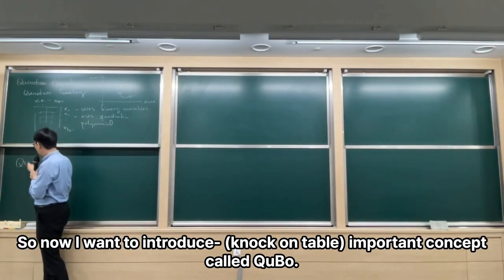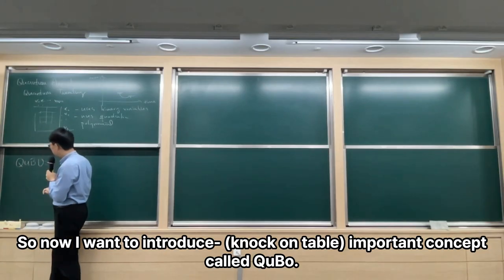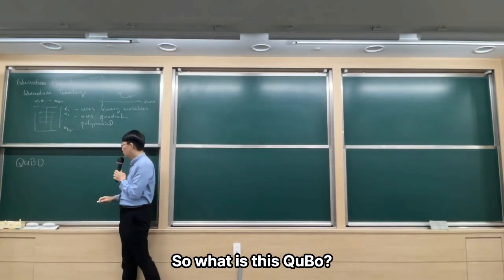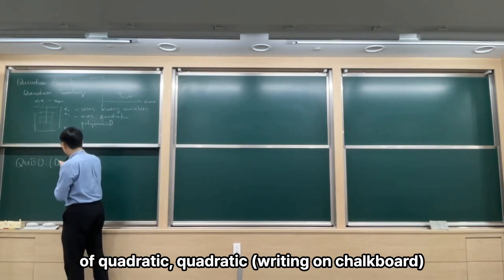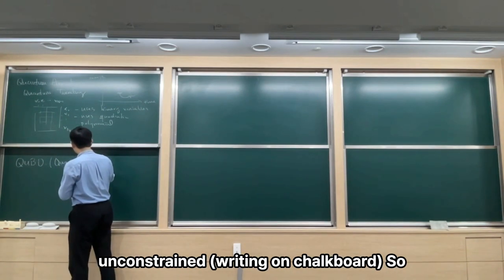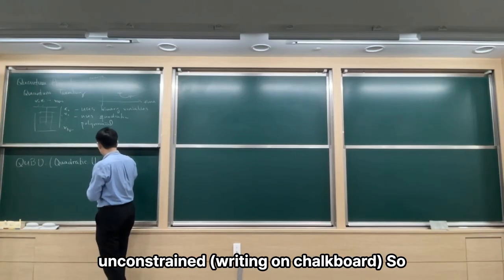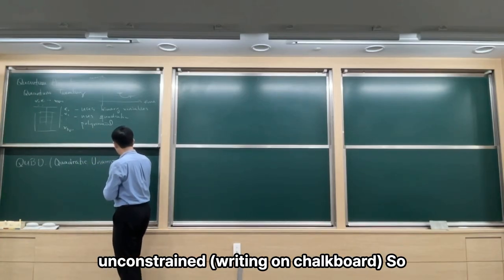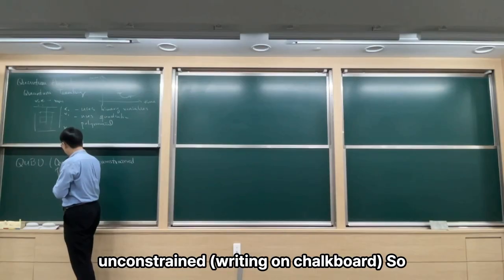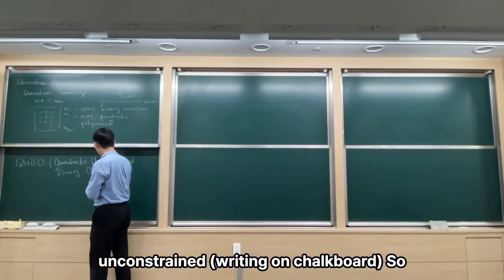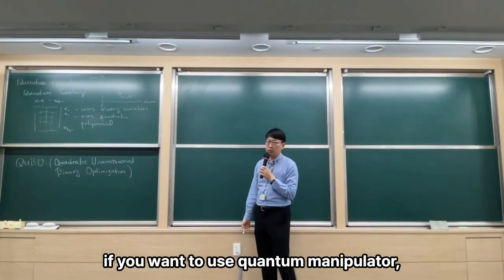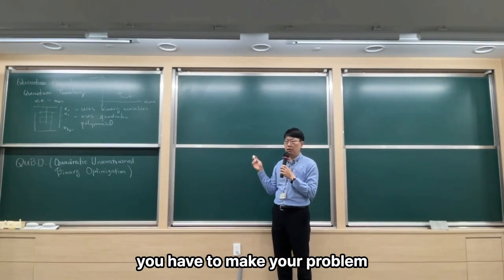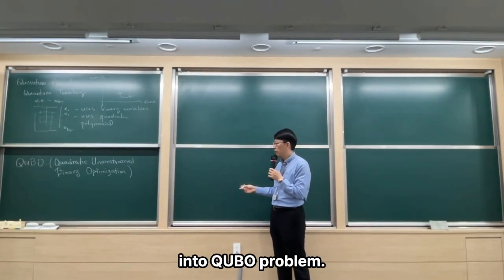So I want to introduce the important concept called QUBO. What is QUBO? QUBO is an abbreviation of quadratic unconstrained binary optimization. So if you want to use the quantum annealer, you have to turn your problem into a QUBO problem.